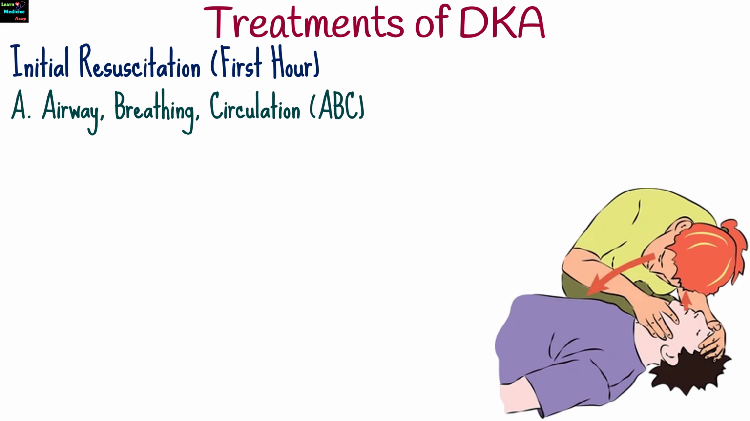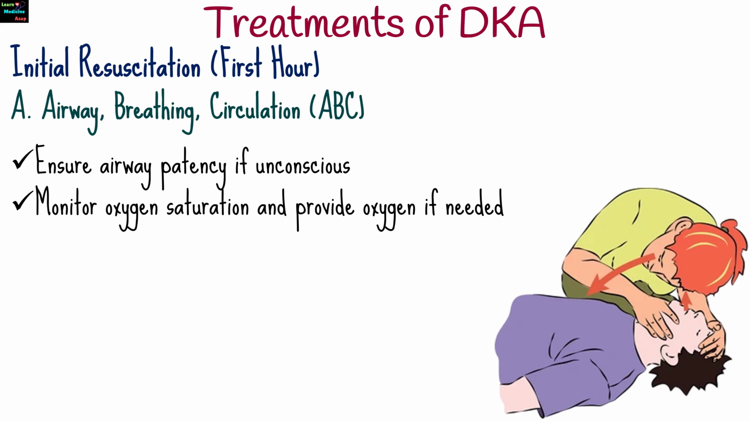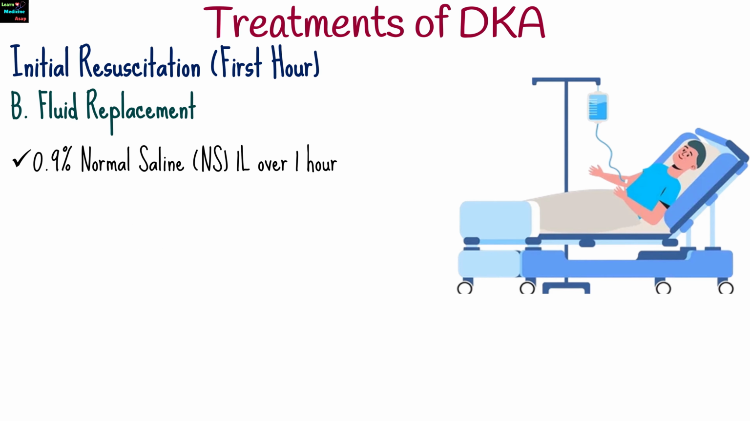The treatment of DKA is aimed at correcting the metabolic abnormalities and addressing the underlying cause. Initially, within the first hour, ensure airway patency if unconscious. Monitor oxygen saturation and provide oxygen if needed. Insert a large bore intravenous cannula. For fluid replacement, an initial fluid bolus of 0.9% normal saline 1 liter over 1 hour is given.